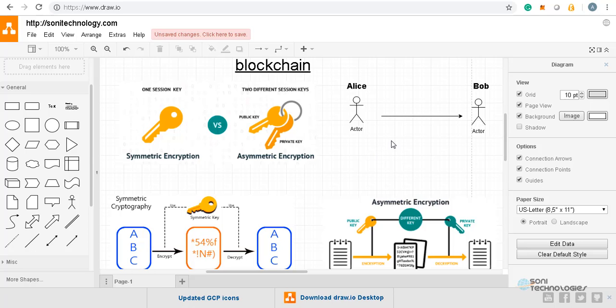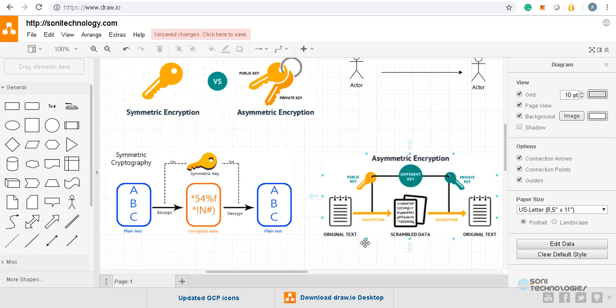Now, let's say for example, Alice and Bob are using asymmetric encryption to send the data. Here Alice and Bob will each have a pair of keys, so both will have a public key and a private key. First, Alice will encrypt the message using Bob's public key and send it. Bob will decrypt the message using his private key. So the advantage here is that only the public key is shared with other members. The private key will never be shared.